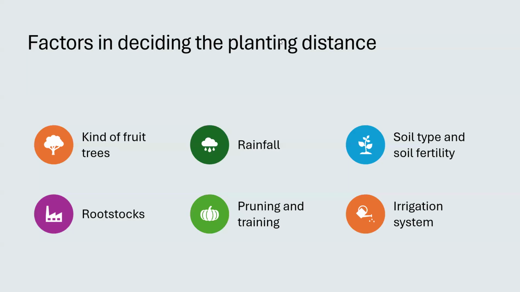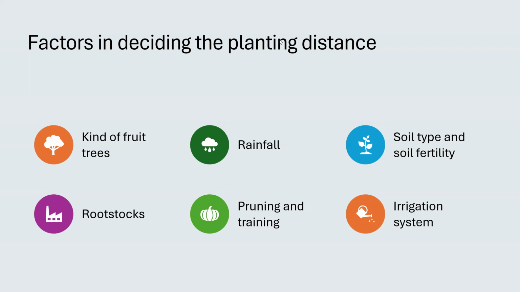Now, there are also factors in deciding the planting distance of our trees or crops. First, the kind of fruit trees. Different trees have different planting distance requirements. Sa mangga, ang planting distance ng mango is 10 by 10 meters, while guavas are distanced at 5 by 5 meters, while papayas are planted at a distance of 2 meters.